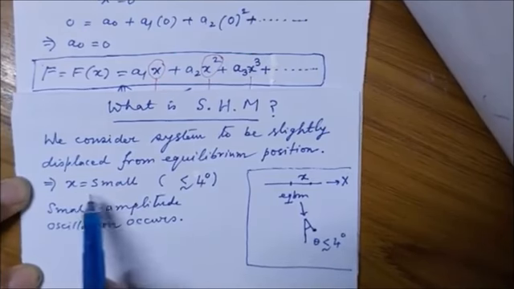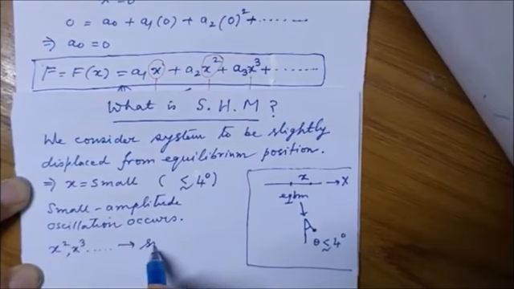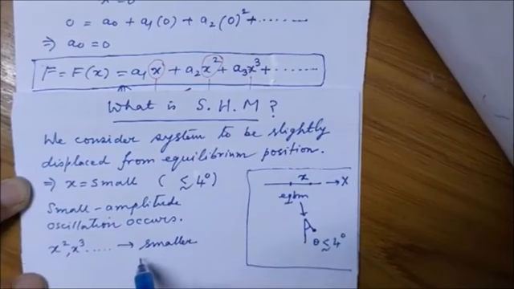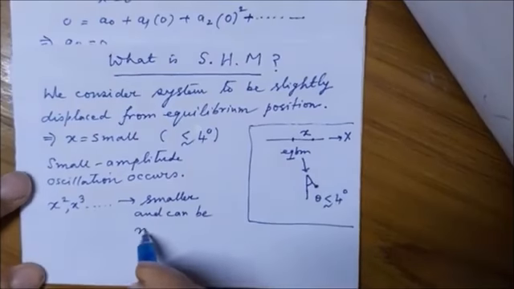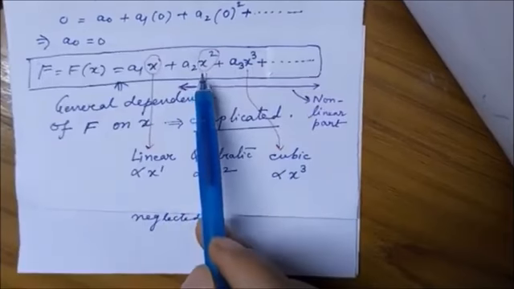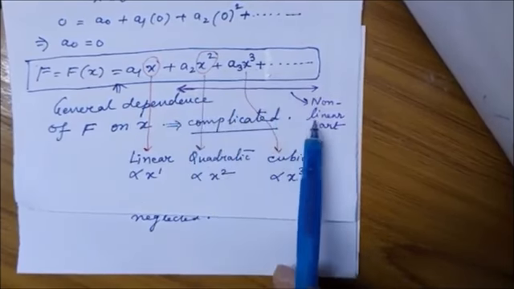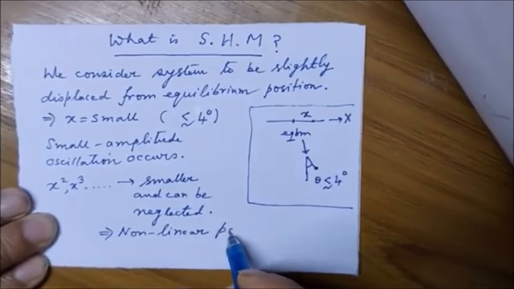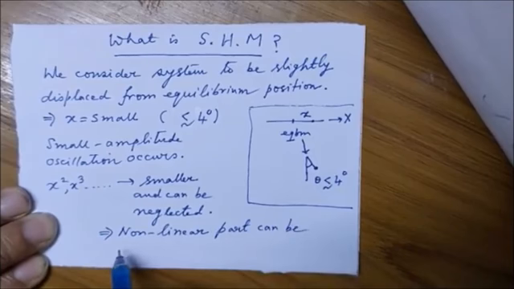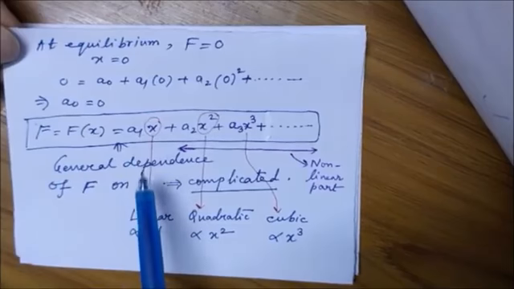Now it is clear that if x is small, then x square, x cubed and other higher terms are smaller still, and therefore can be neglected. So we can neglect x square, x cubed and higher terms. In other words, we can neglect the nonlinear part. So this means we can overlook the nonlinear part. The nonlinear part can be ignored for small amplitude oscillation. The linear part is only there.